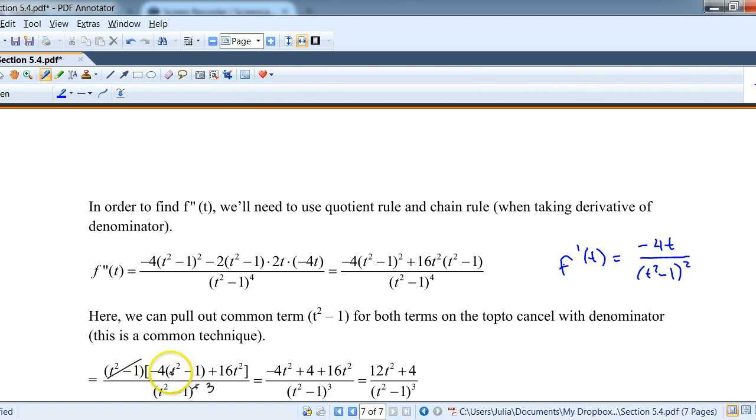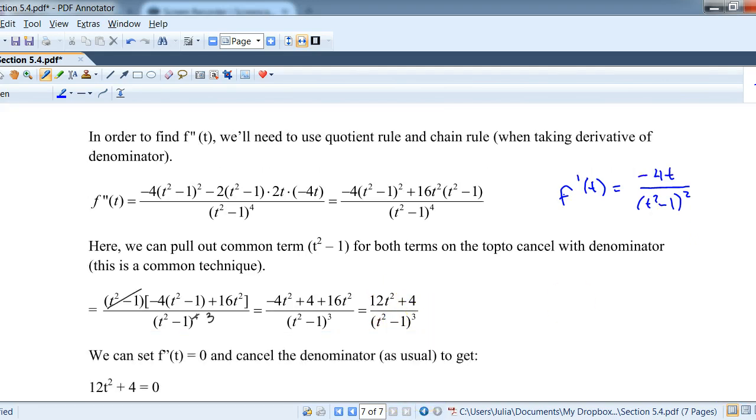We have negative 4 times, notice how it's just one t squared minus 1 left, not squared anymore, and then plus 16t squared for the second term. And then all you have to do is distribute the negative 4, so you'll get negative 4t squared plus 4 plus 16t squared, and then combine the t squareds, you'll get 12t squared plus 4 over (t squared minus 1) cubed.